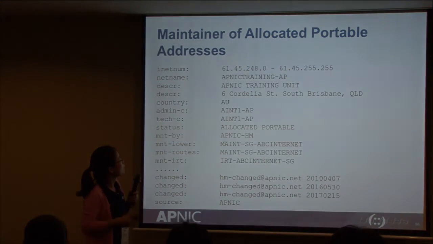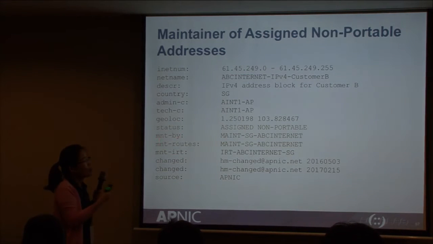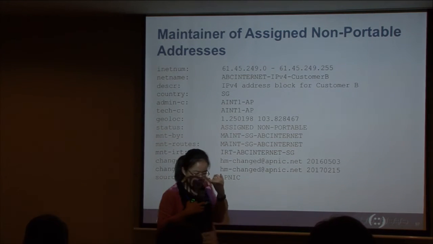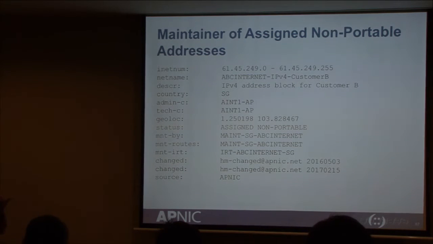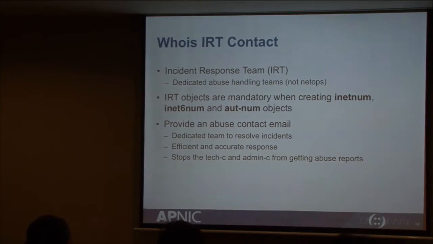I don't want to confuse you with what the maintainer and maintained-by information are. I just mentioned this is just for the authorization. Who can change your resource? We want to avoid unauthorized persons changing your resources. Okay, and IRT contact. We need to put this under your resource and then provide the contact email. If anything happens, people can contact your network. So this is what we can provide.